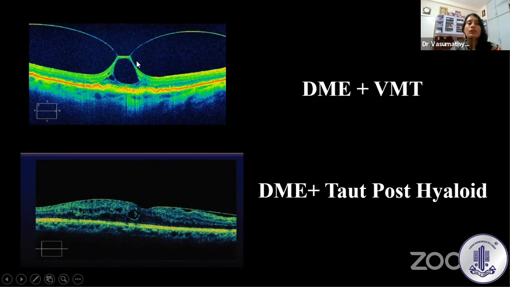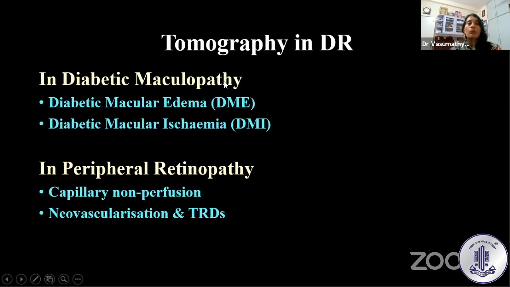This is a case of diabetic macular edema with intramacular traction. No matter how many intravitreal injections you give, this patient is not going to become okay. This patient needs a vitrectomy. Whereas this is a patient with cystoid macular edema, a taut posterior hyaloid and epiretinal membrane. So this patient can be given a course of anti-VEGF injections or steroids and managed conservatively before deciding on vitrectomy in unresponsive cases.